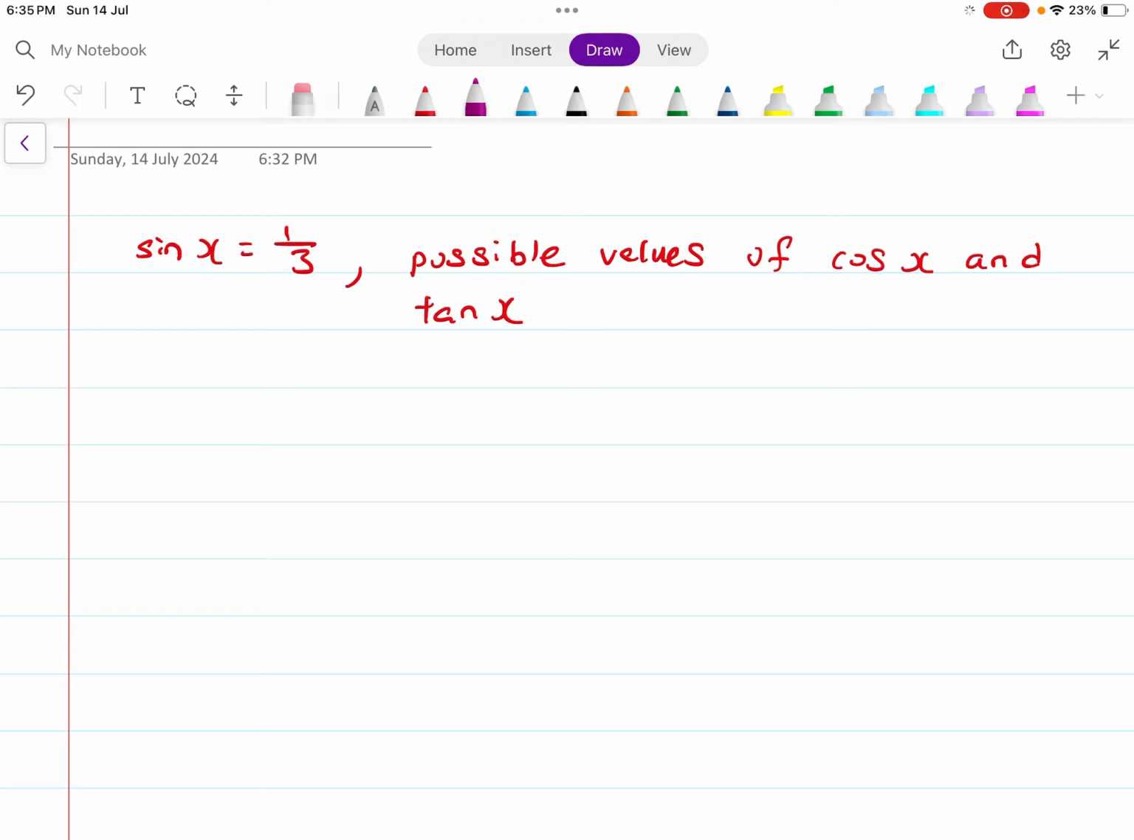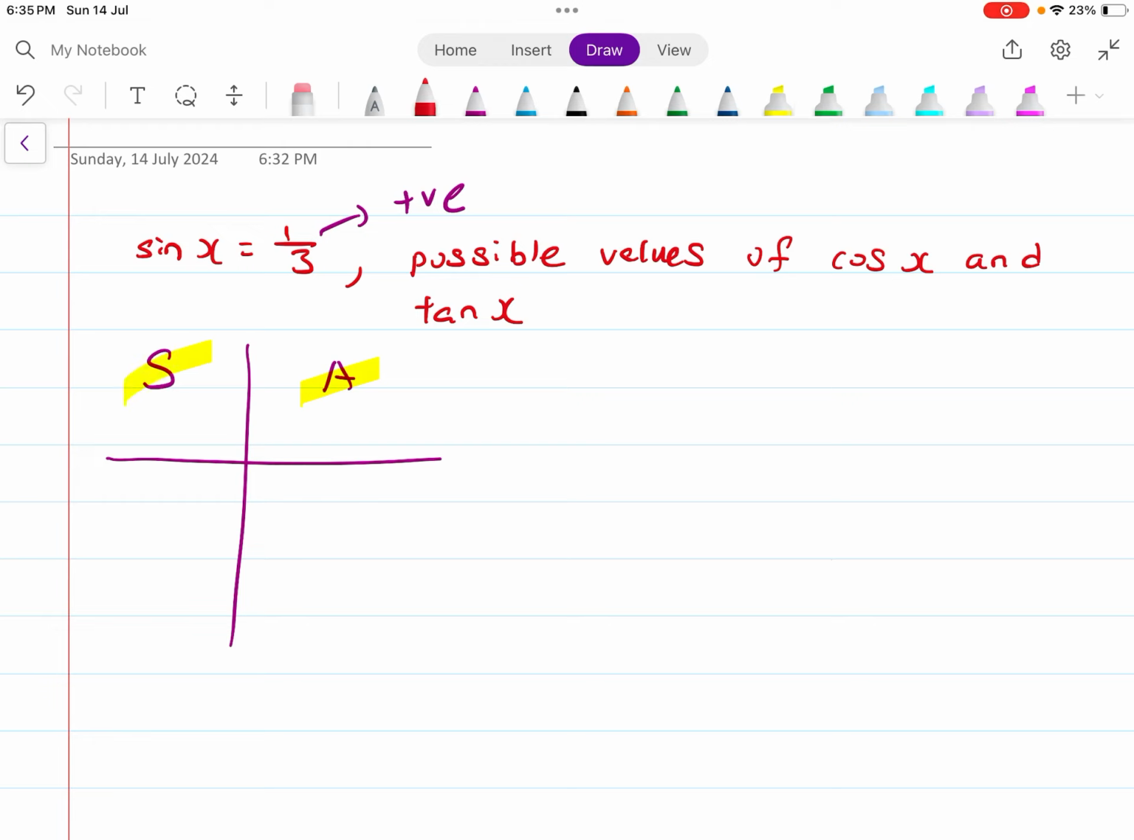For sine x, because this is positive, we are looking at the ASTC, so A and S. For sine to be positive, you must be in the first and the second quadrant. So I do the first quadrant first.